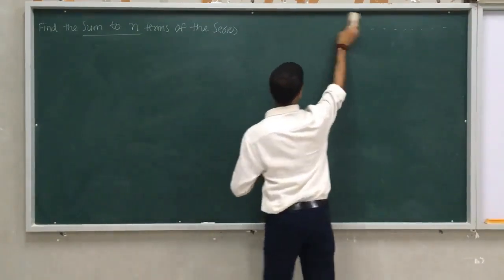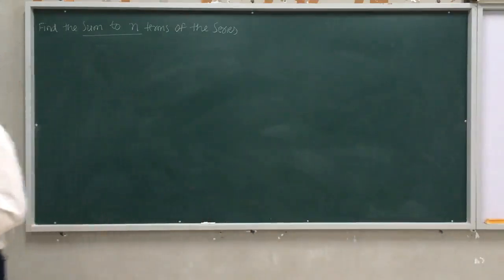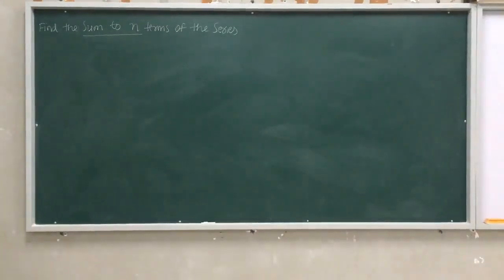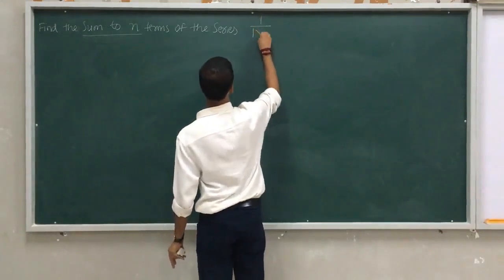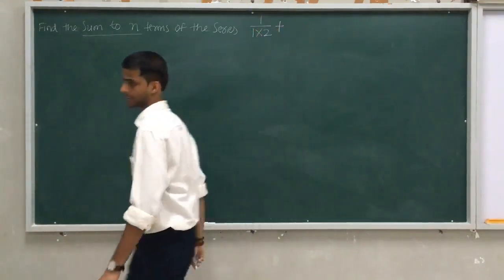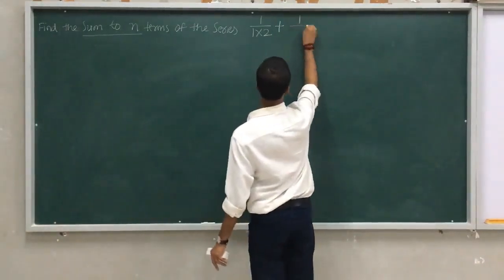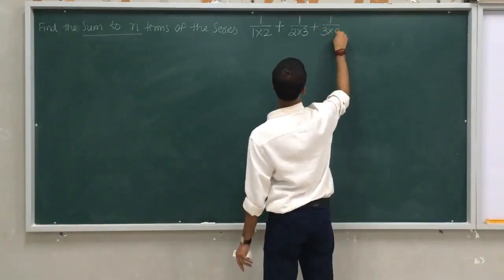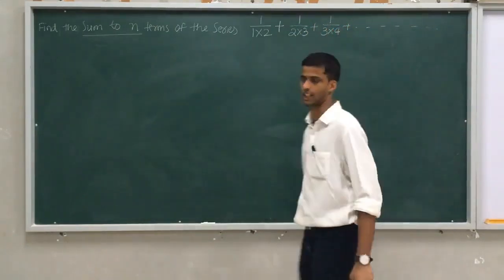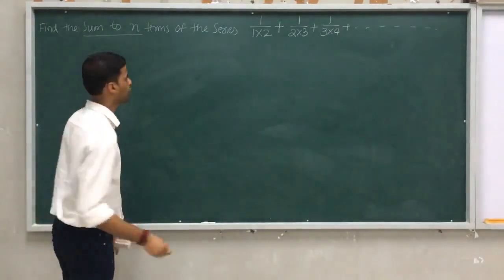Now we'll discuss another interesting question. Find the sum to n terms of the series 1 divided by 1 into 2, plus 1 divided by 2 into 3, plus 1 divided by 3 into 4. Okay, so they already mentioned the sum to n terms of the series, but the nth term is not known to me.